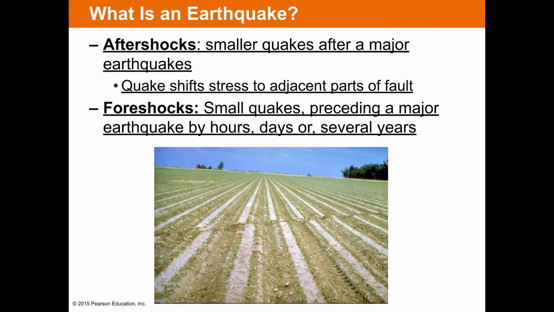After this major release of energy, you can have what are known as aftershocks, small quakes that follow a major quake. These quakes shift stress from the adjacent parts of the fault. Because even though the fault snapped at that one major location, there must still be other parts in this plate-on-plate structure that can release smaller amounts of energy as it goes. You can technically also have foreshocks, which are small quakes that precede the major earthquake by hours, days, maybe even years. Again, earthquakes happen because plates move. Plates move very, very, very slowly, as we talked about at the beginning chapters of this text, of this class.